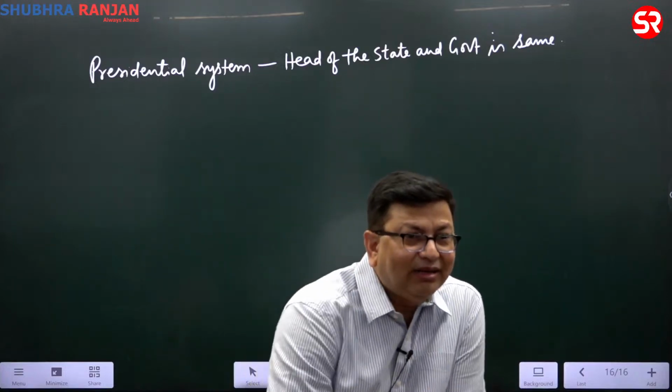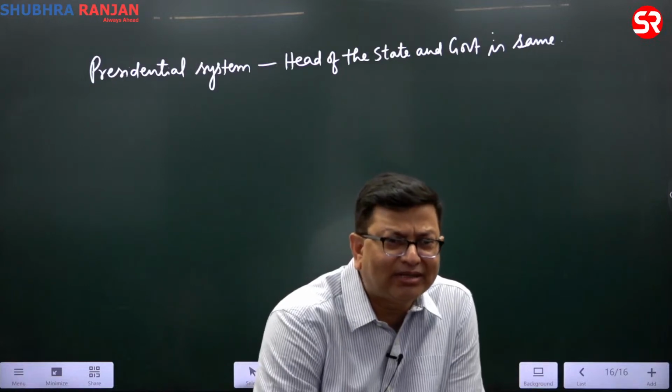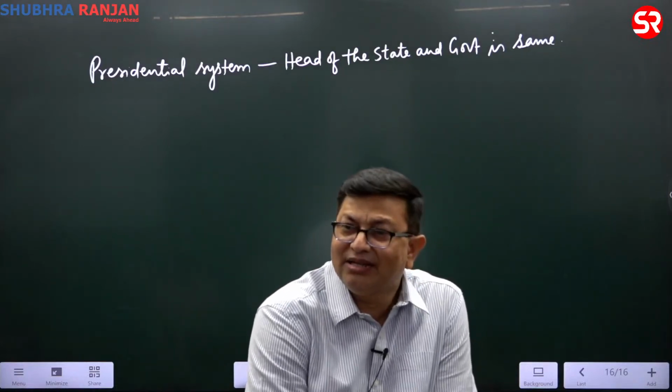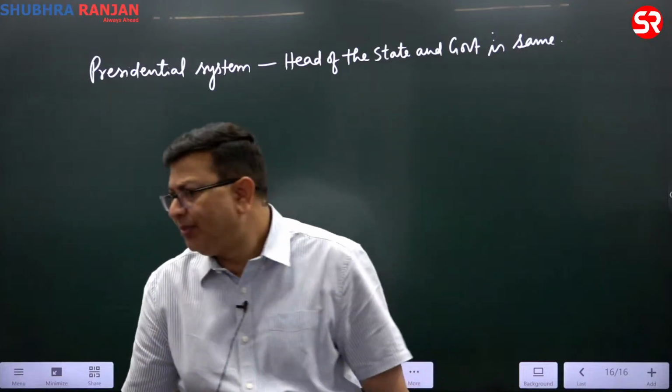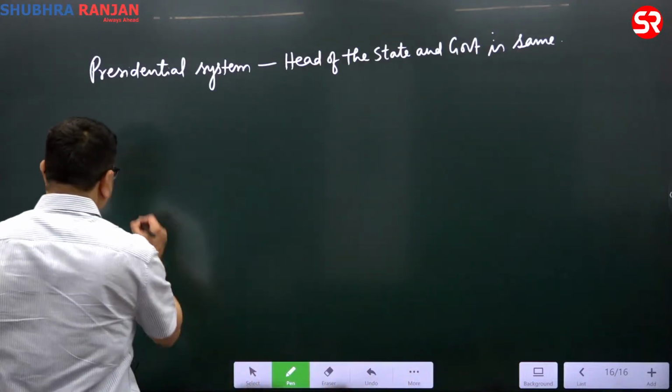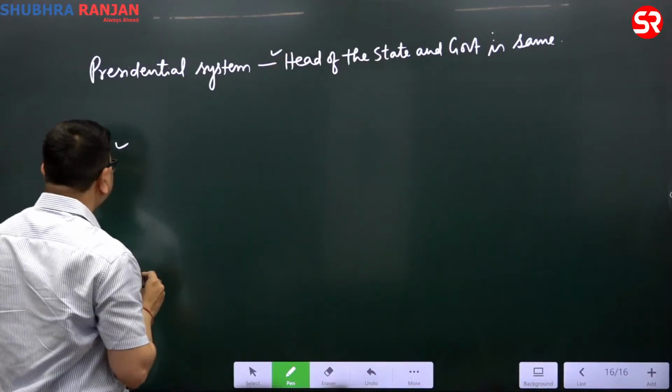In our country, who takes the real decisions? The Council of Ministers headed by the Prime Minister, and the president is the signing authority as the head of the state. So this is the first point. Second point you can write here.